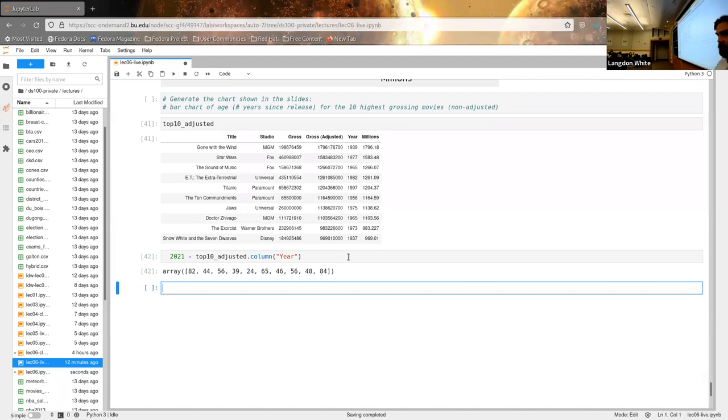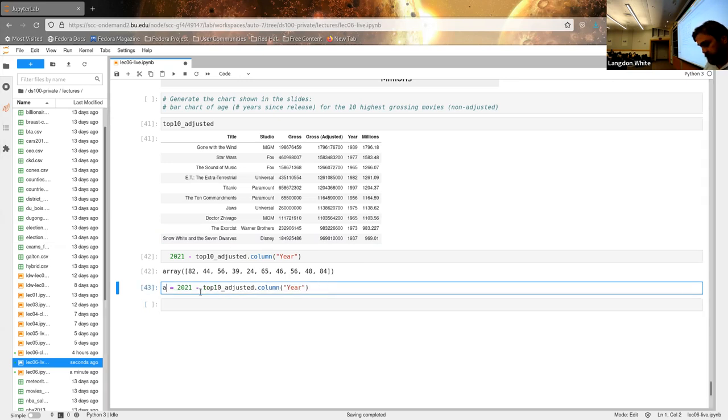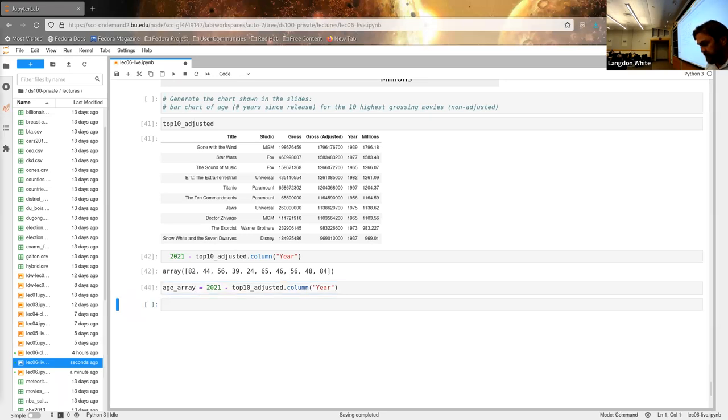So what do we do with this array? For simplicity, we're going to assign that to a name. Let's make that lowercase so I don't screw that up later. Okay, so now we have the array. What do we do with the array now? How do we add it into the table? We would do with column for top 10 adjusted.